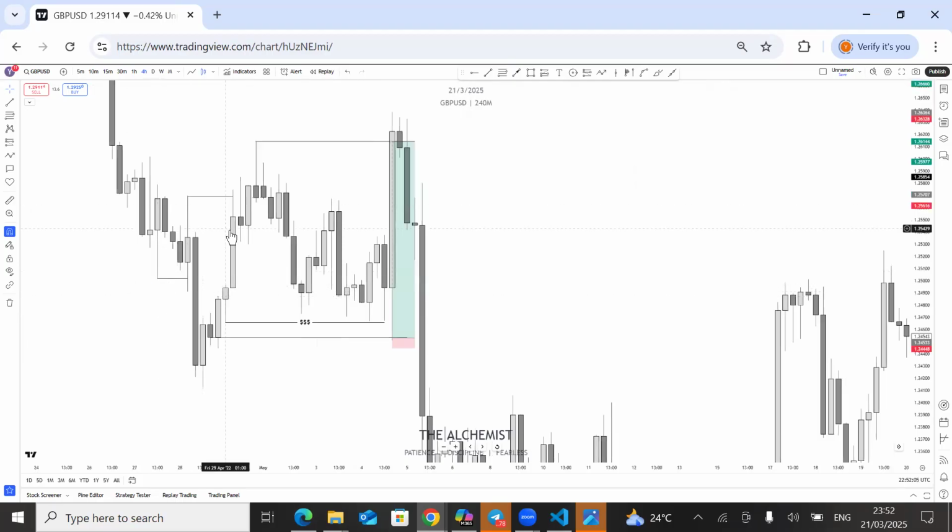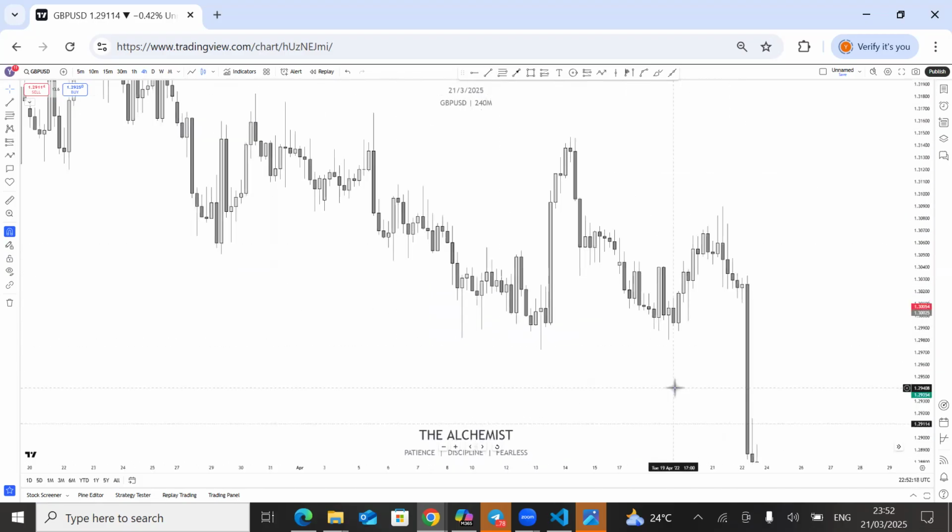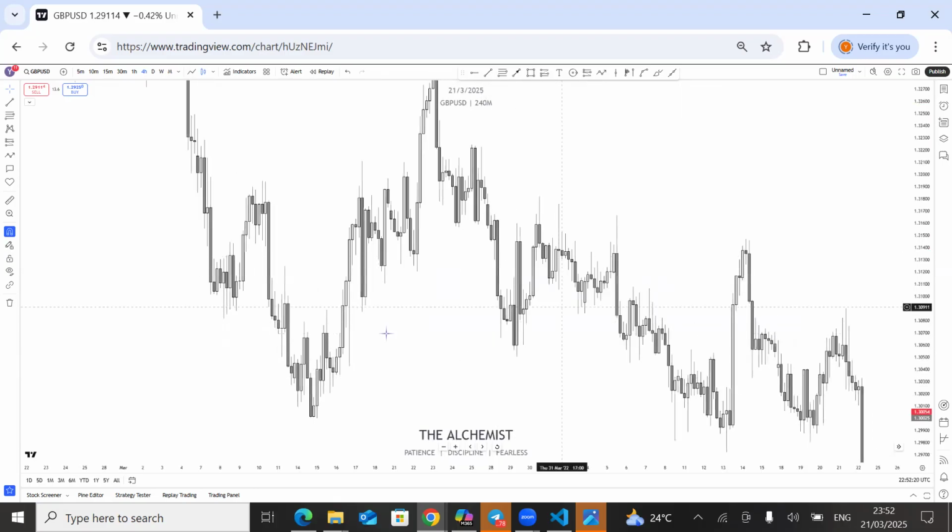We have a sweep and break of structure. We expect the price to come down somewhere here. We already have our range. Here was our range low and here was our range high. So we're expecting to buy inside the zone. So you have to look for that buy using the knowledge you have.